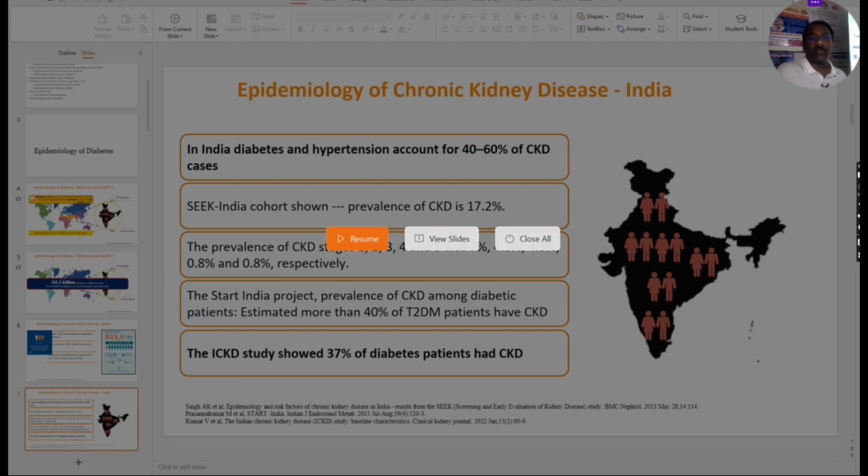See, it is estimated that more than 40% of type 2 diabetics have CKD. The Indian CKD study showed 37% of diabetic patients had CKD. That means CKD does not mean end-stage renal disease. Anywhere your GFR is falling below 90, that means the person has CKD, maybe stage 1, stage 2, stage 3, stage 4 or stage 5. When it is stage 5, we consider it end-stage renal disease, and then the only option is renal replacement, either dialysis or transplantation.